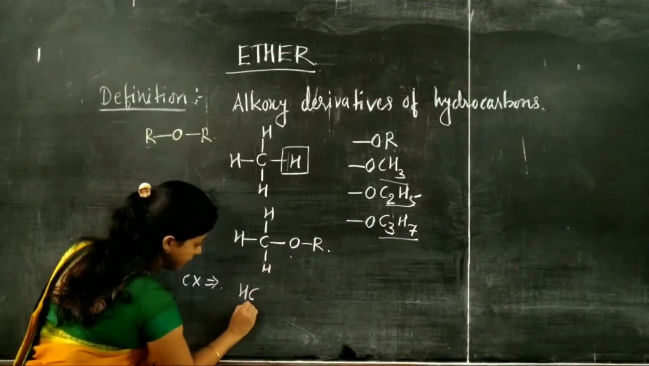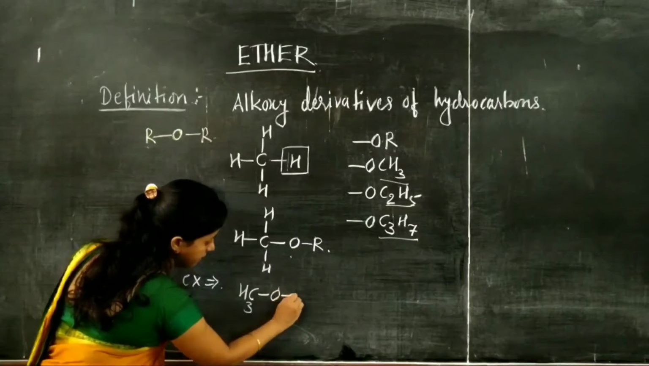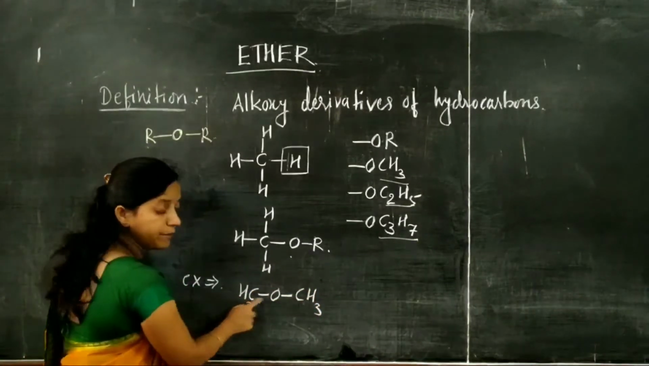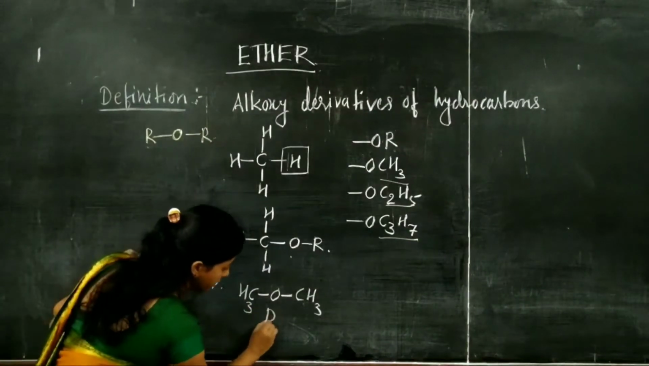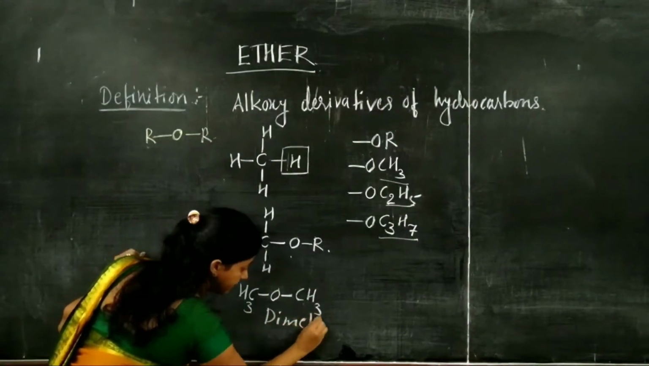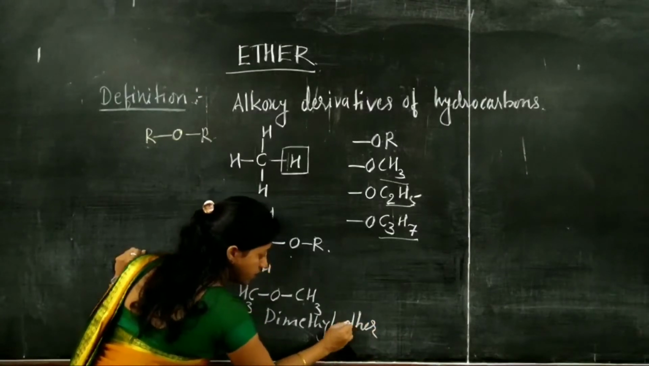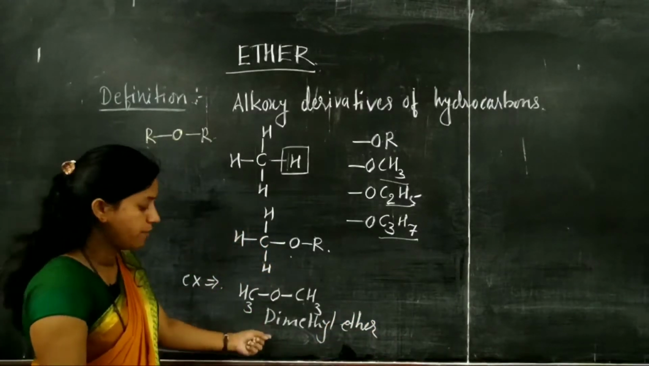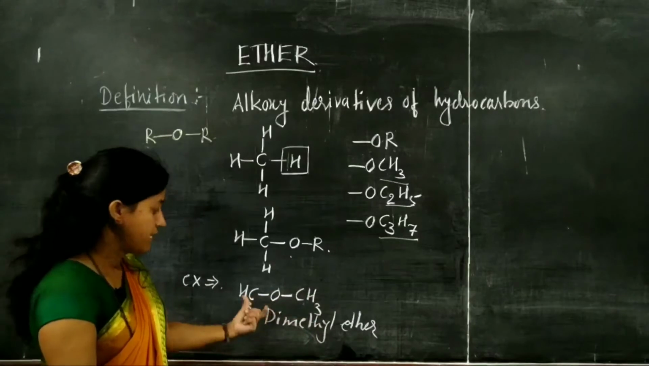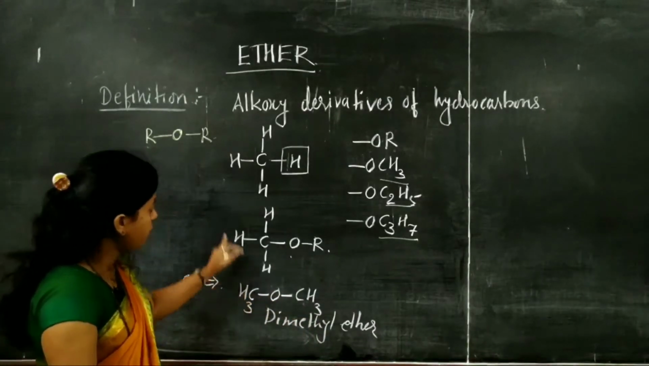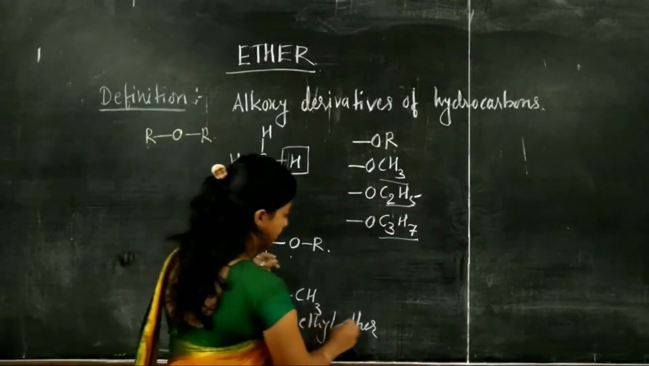If I write the condensed formula, this is an ether. So this is dimethyl ether. The name of this ether is dimethyl ether. Dimethyl ether is the common name. We will see the IUPAC name of this afterwards. Let us first see this example of ether, dimethyl ether.